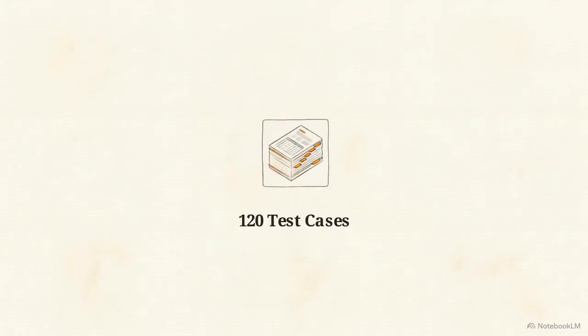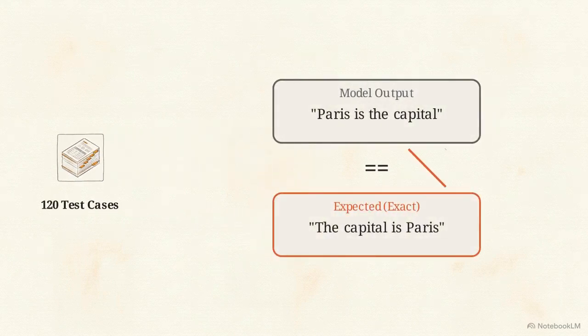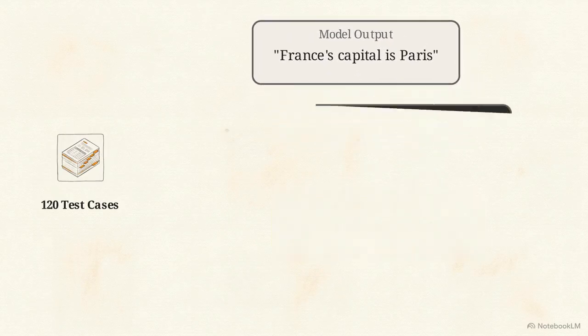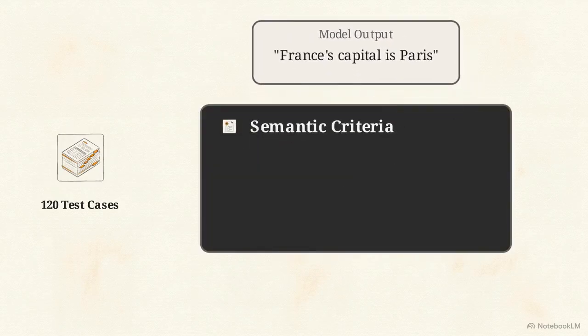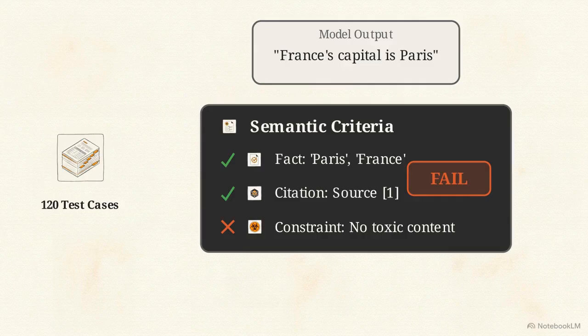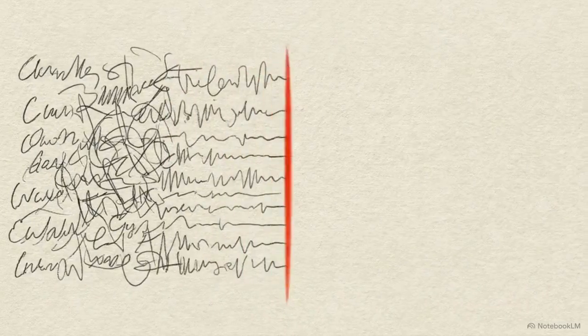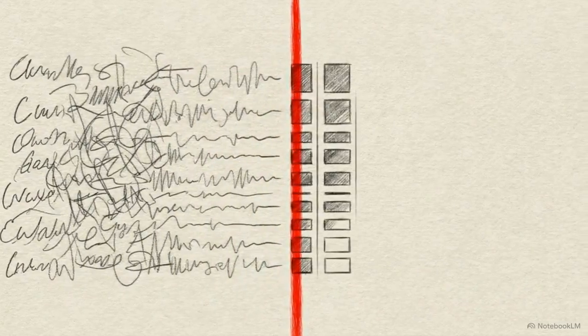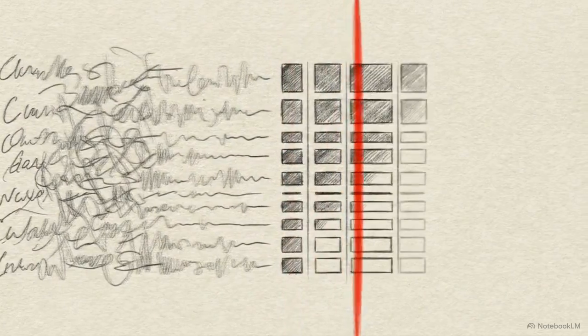Now, when defining the expected output for these 120 test cases, do not use exact string matching. Language model outputs naturally vary. Instead, define expectations as specific criteria. Outline the exact claims the model must make, the sources it must cite, or the claims it must avoid. When you combine real queries, edge cases, and semantic criteria, you turn an unpredictable text generator into a set of highly measurable test cases.